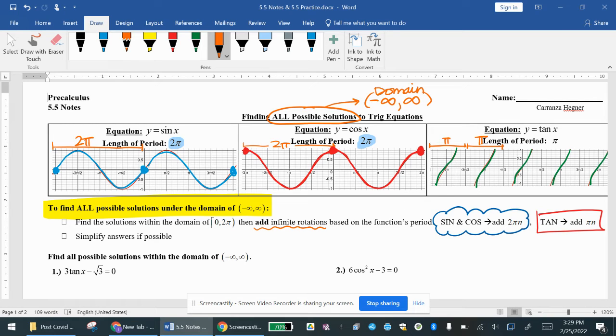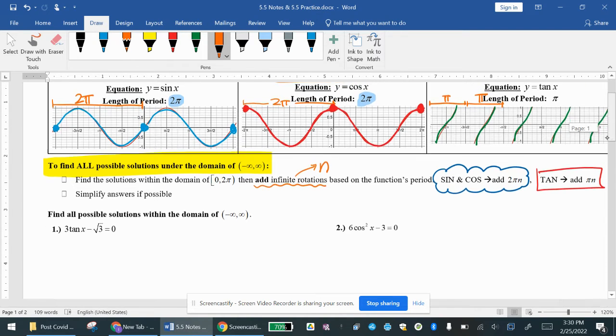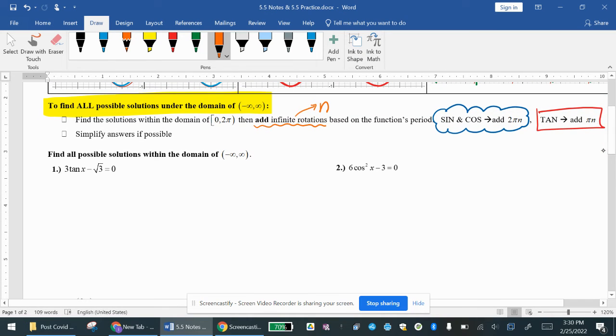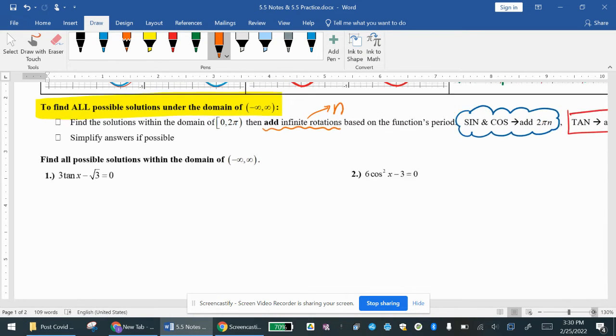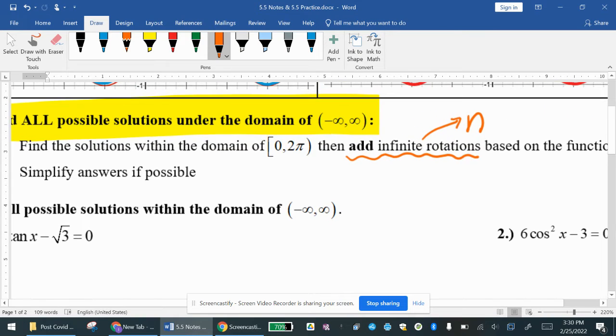Now, what does the n represent? That's the infinitely many rotations. In other classes in the future, you might see people use the letter k, but n represents that you can go around and repeat this for any number of rotations, as many times around the circle as you want to go. So the first thing you're going to do is treat the problem as if the domain was just 0 to 2 pi.